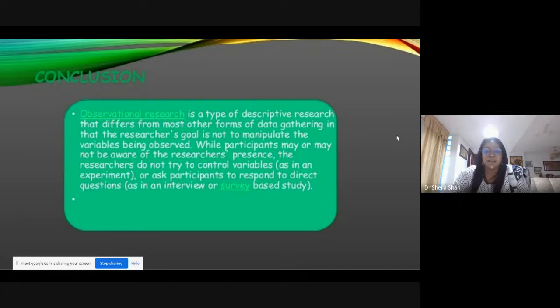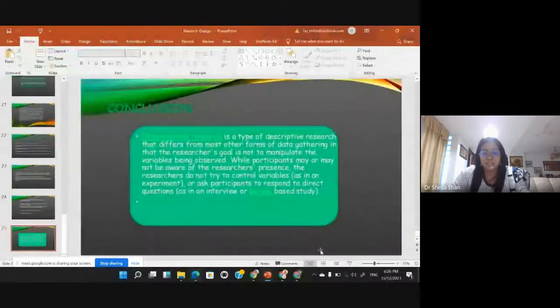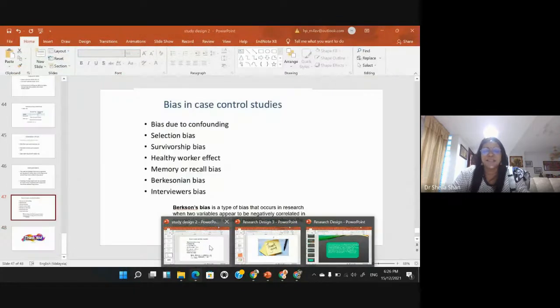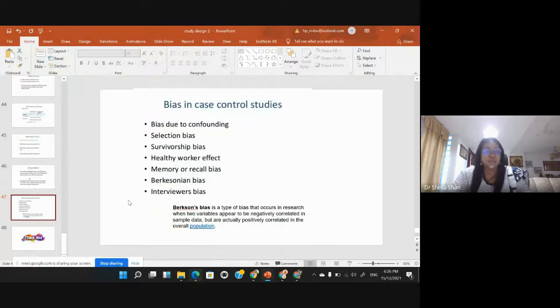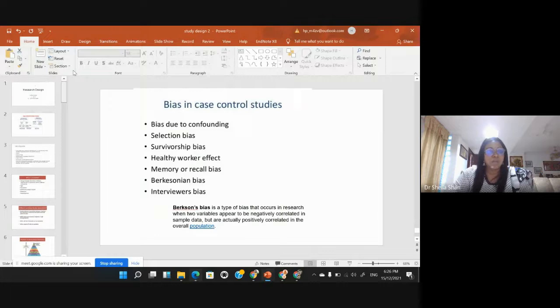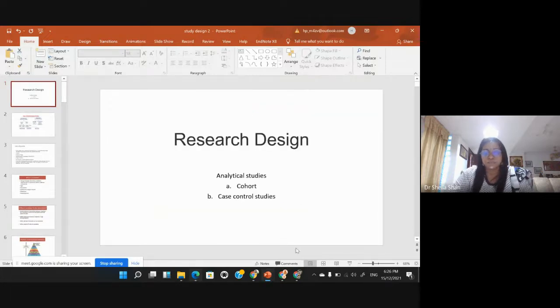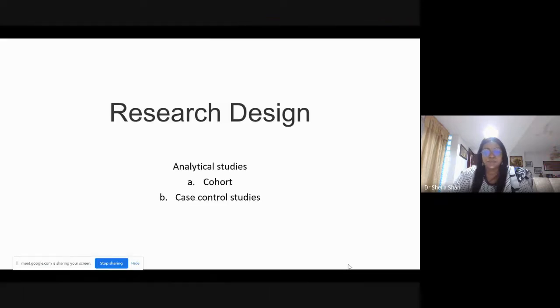To me, I like this observation design because it is interesting. Yeah, to me it is interesting. All right. So now I'm looking at the second research design, which is analytical studies, under cohort and case control study.